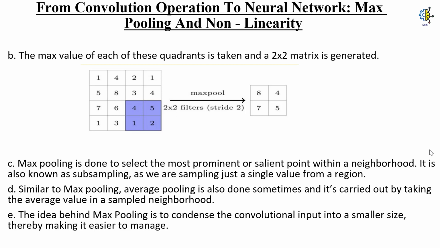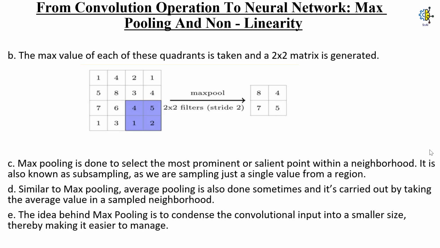Max pooling is done to select the most prominent or salient point within a neighborhood. It is also known as subsampling as we are sampling into a single value from a region. Similar to max pooling, average pooling is also done sometimes and it's carried out by taking the average value in a sampled neighborhood. The idea behind max pooling is to condense the convolutional input into a smaller size, thereby making it easier to manage.